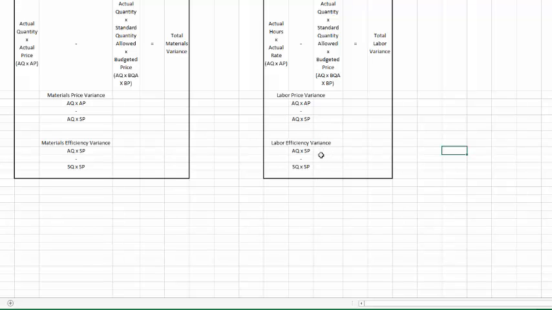And here we have our labor efficiency variance. Again, notice that the only thing that's different in line 1 versus line 2 is the quantity. Right? So we're looking at our efficient use of materials.